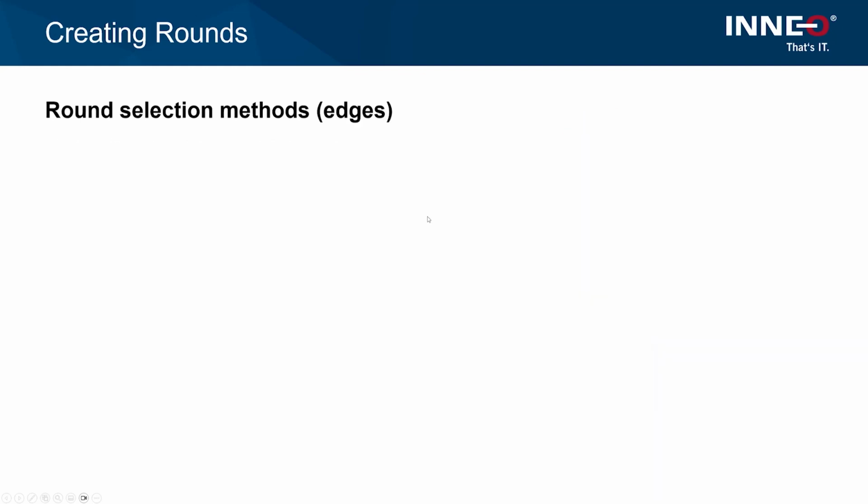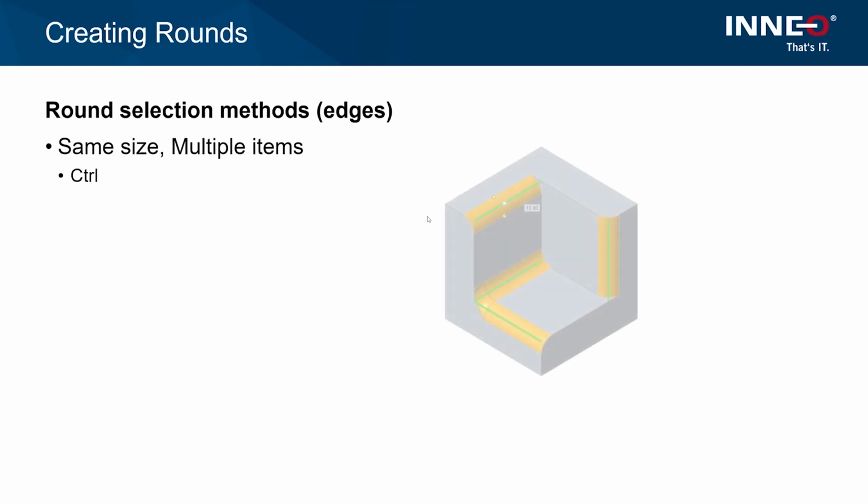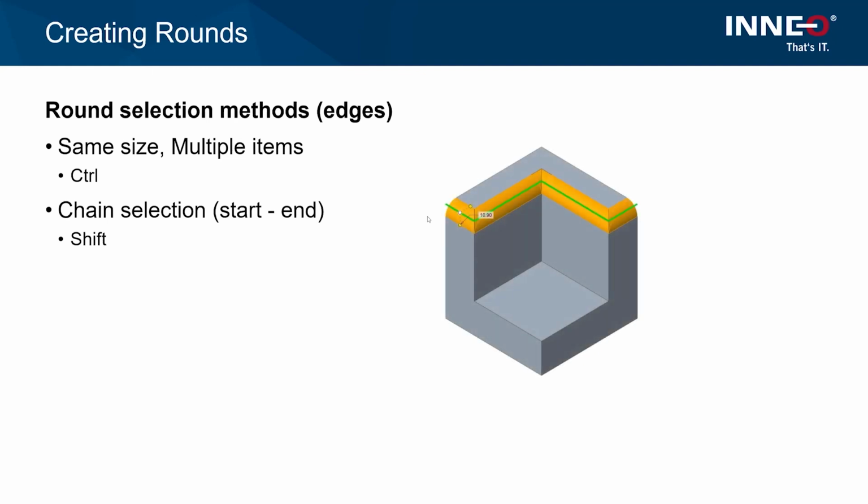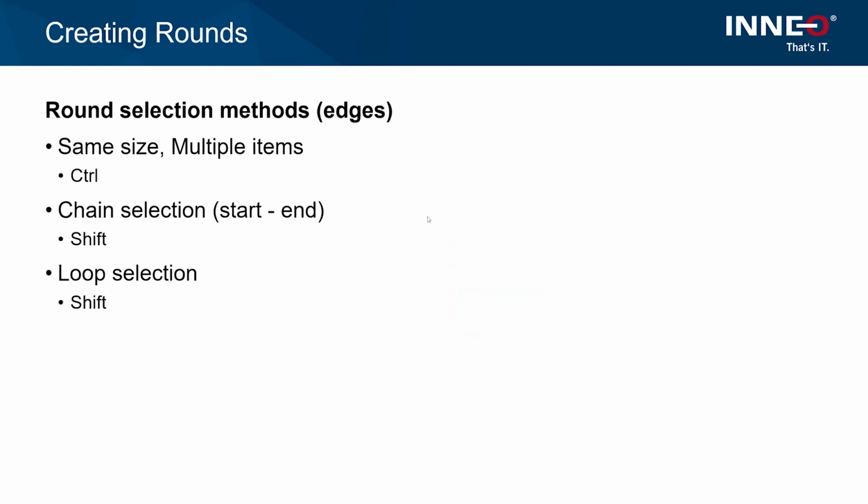The selection methods that we use inside Creo are similar to your Microsoft Windows selection options. If you want to select multiple items, you hold down the control key and you pick all the different edges that you want to create the round on. Same as in Windows Explorer, if you select the first item, you hold in shift, and the last item, it will select everything in between. We've got the same option inside Creo as well, so we could use the shift for that.